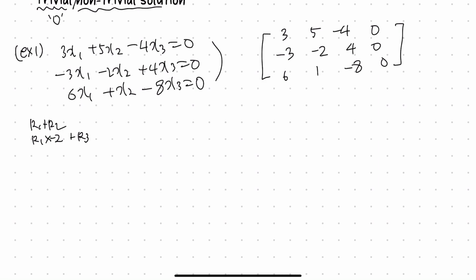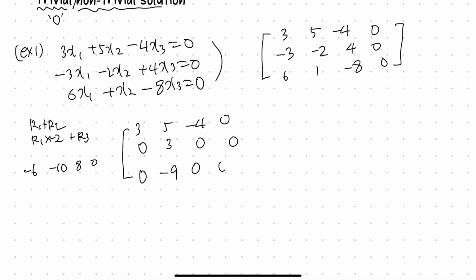If you add R1 and R2 together, you will have R1 stay the same, and then you have 0, 3, 0, 0, right? And if you multiply R1 by minus 2, you would have minus 6, minus 10, 8, 0. And if you add that to R3, it would be 0, minus 9, 0, and 0, right? Okay, so in this form, you can see that this is 3 times the second one.